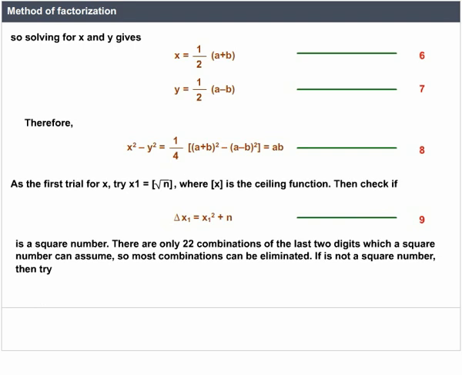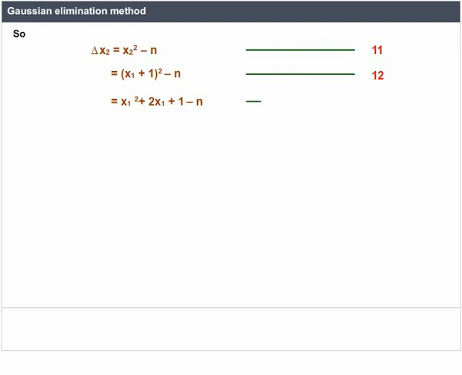If it's not a square number, then try x2 equal to x1 plus 1, called equation number 10. So delta x2 equal to x2 square minus n is called equation number 11. Then (x1 plus 1) whole square minus n is called equation number 12. x1 square plus 2x1 plus 1 minus n is called equation number 13. Delta x1 plus 2x1 plus 1 is called equation 14.